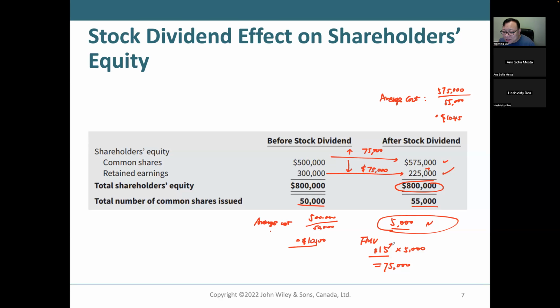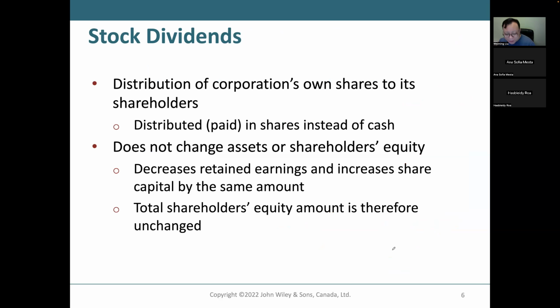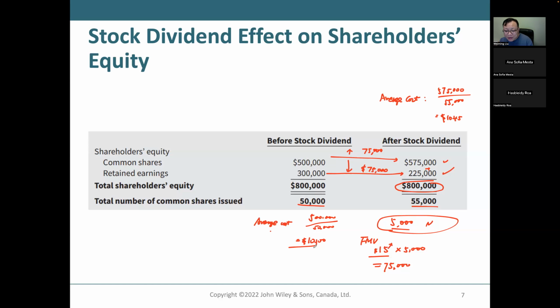Yeah. So before, the average cost is $10, right? Now you pay a higher price, $15 per share, for an additional 5,000 shares. Then when you work it together, of course, your average will be higher than before, right? Does that make sense? Yeah. Okay.